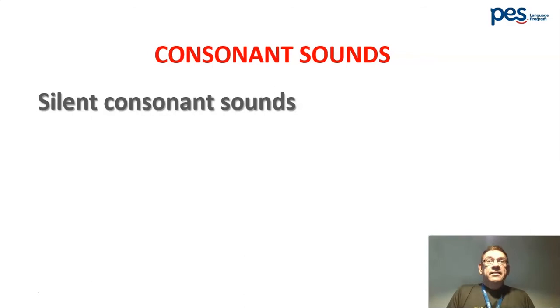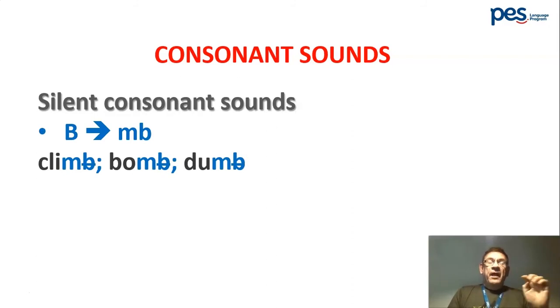Now, silent consonant sounds. We are going to start with the silent consonant sounds. Okay. So, here, when there is a group of two consonants, one of them is silent. So here, I'm talking about the B sound. And every time I have the M and the B together, the B doesn't have any sound.